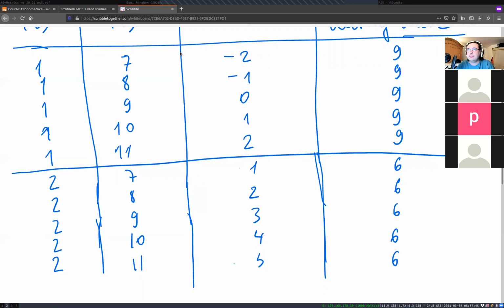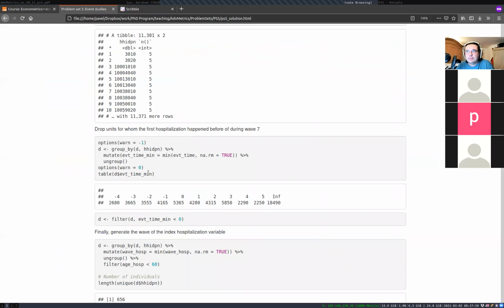So first let's calculate this minimum time, and it's going to be from -4 to 5. And some people are not hospitalized. For them, the minimum function will return infinity. Basically, if all the values are NAs, it's going to return infinity. And also, it spits a warning. That's what this code does. It turns off warnings. And then we have these numbers of observations for different values of EVT time minimum.